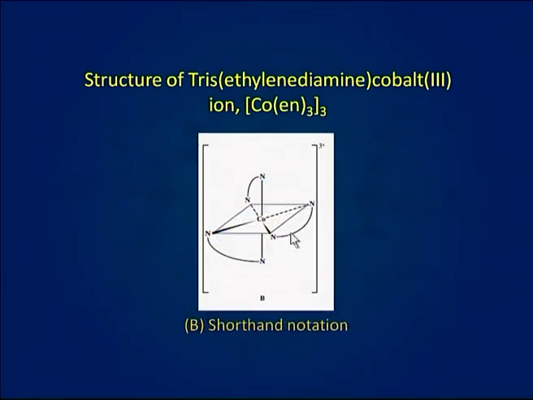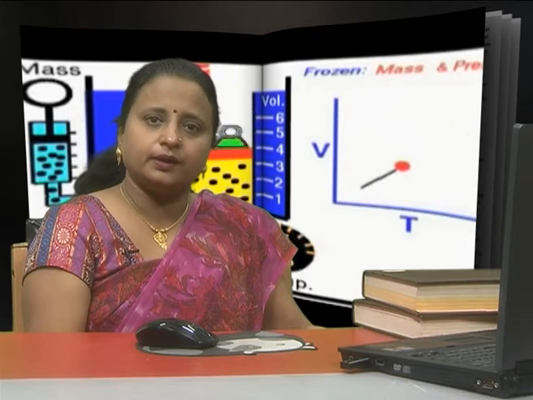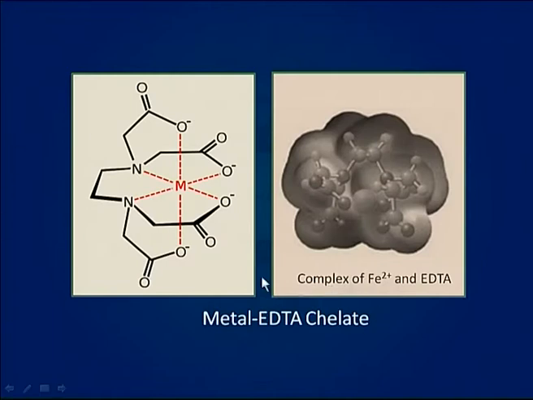This is another form of the same complex. In this type of notation, nitrogen stands for ethylene diamine. Metal EDTA complex is a very important example of chelating complexes. Here you can see metal is bonded to EDTA ligand through its 6 donor sites forming rings.